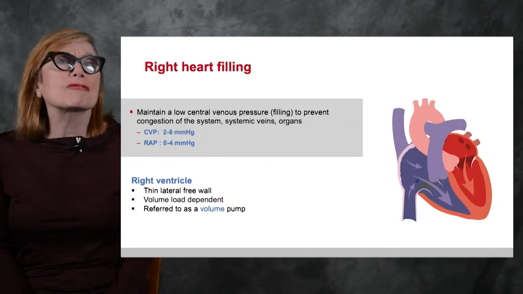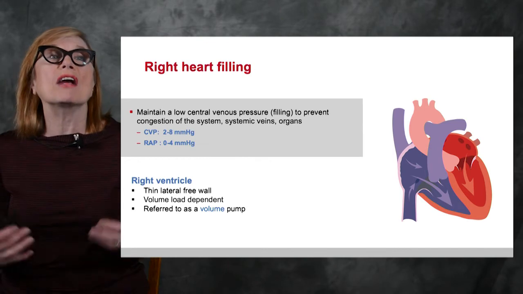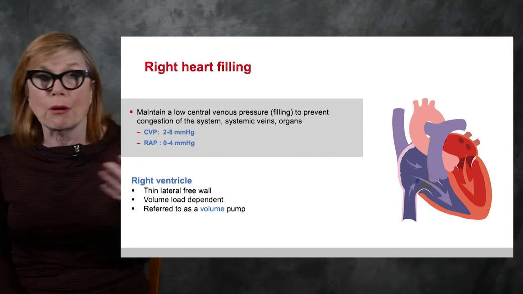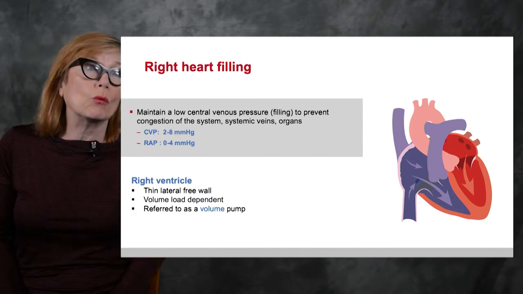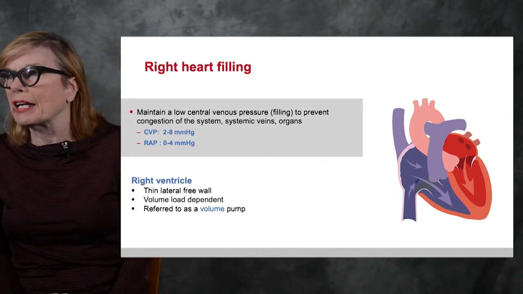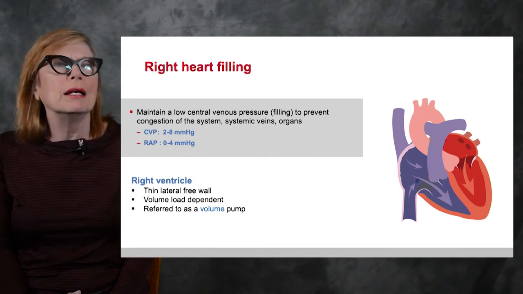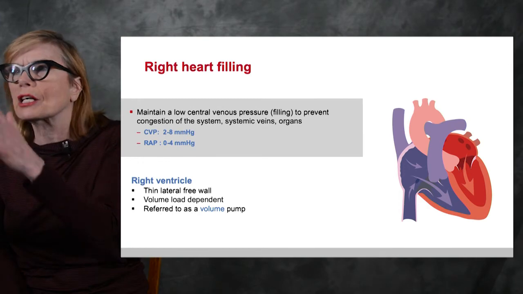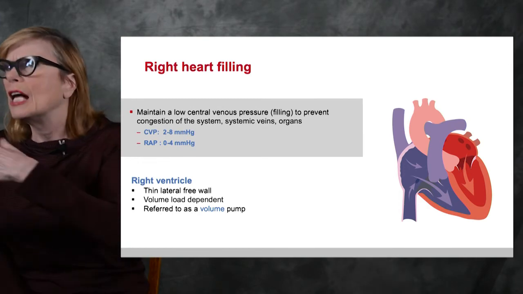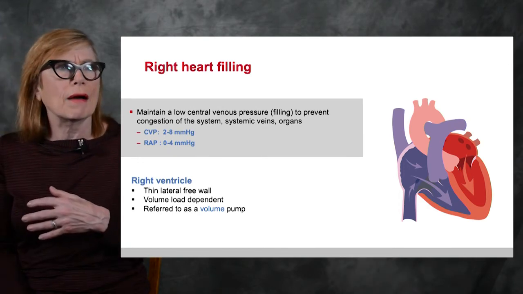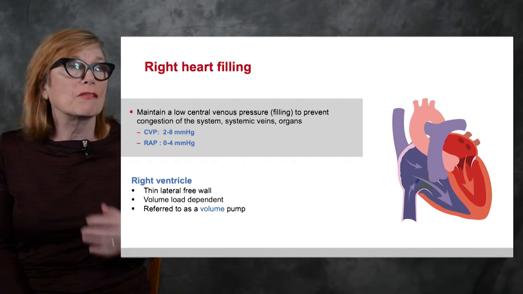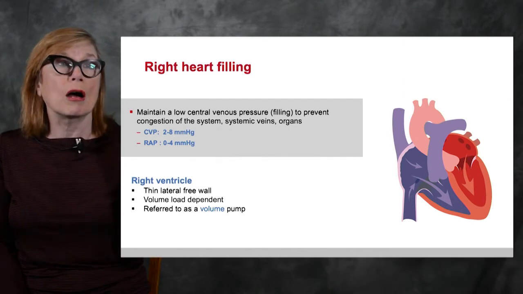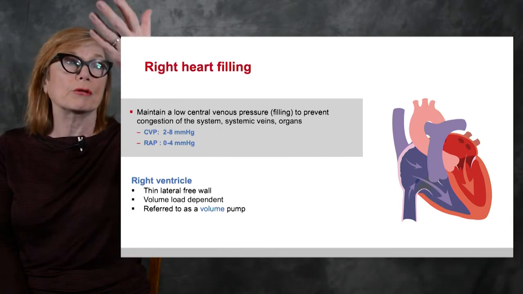The right heart fills from the systemic veins, and it has a very thin lateral free wall. It's supplied primarily by the right coronary artery and the left anterior descending coronary artery. It's volume load dependent. So it's often referred to not as a contractile pump like the left ventricle, not as a pressure pump like the left ventricle, but as a volume pump. It basically just transduces volume from central vein to right atrium to right ventricle up into the pulmonary artery.